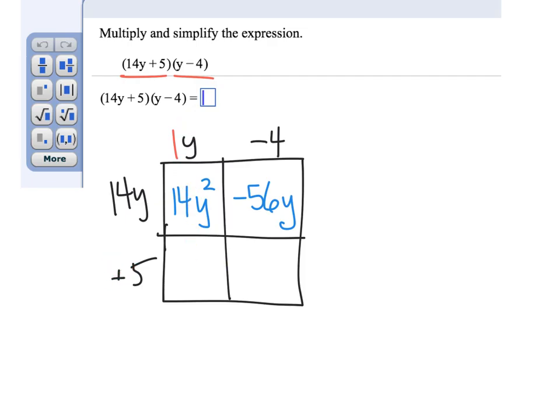All right, and then right down here we have plus 5, or positive 5, times 1y. So that gives you 5y. And then lastly, positive 5 times negative 4 gives you negative 20.